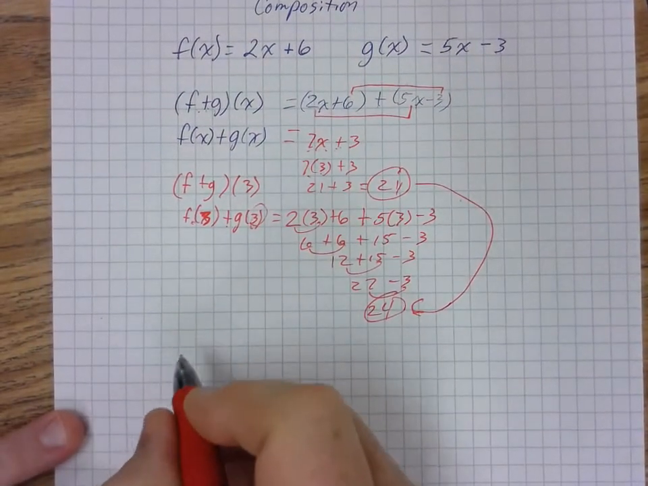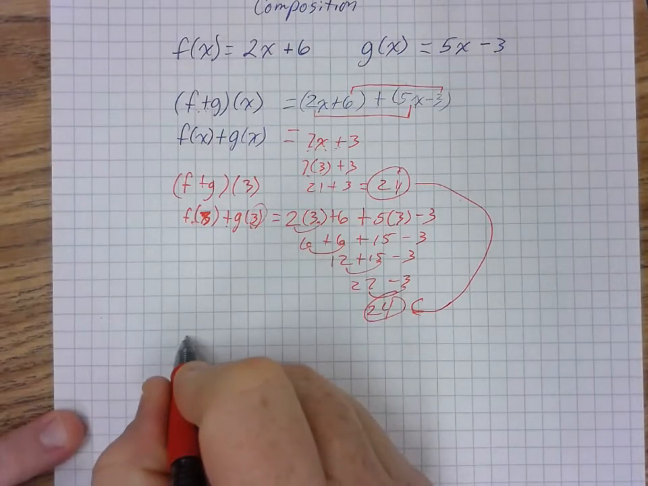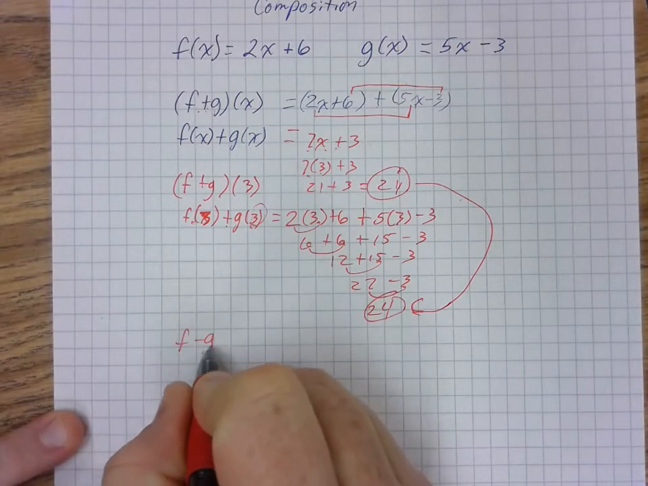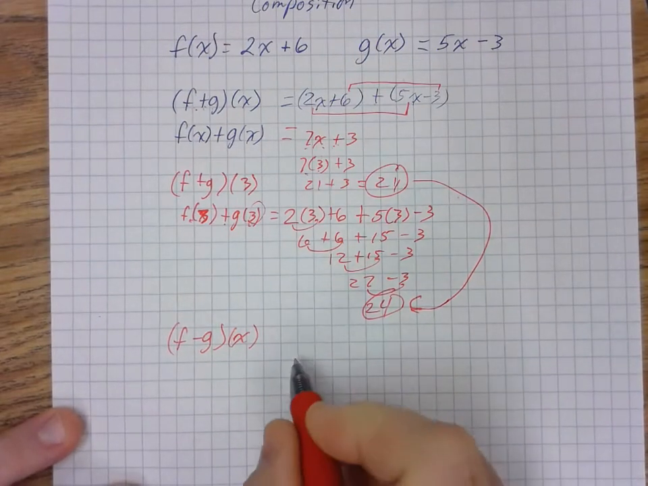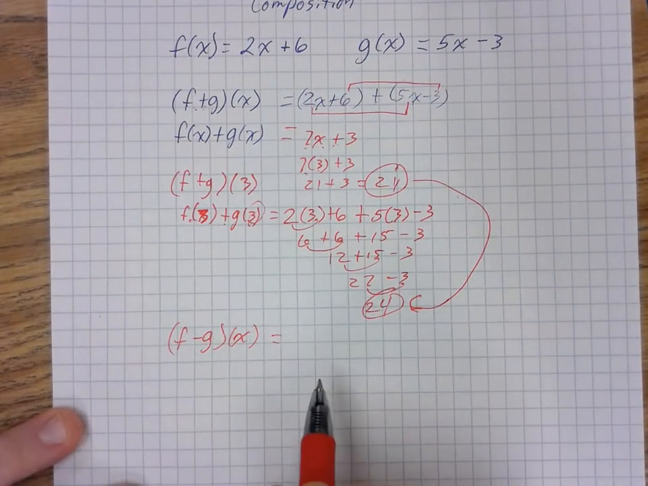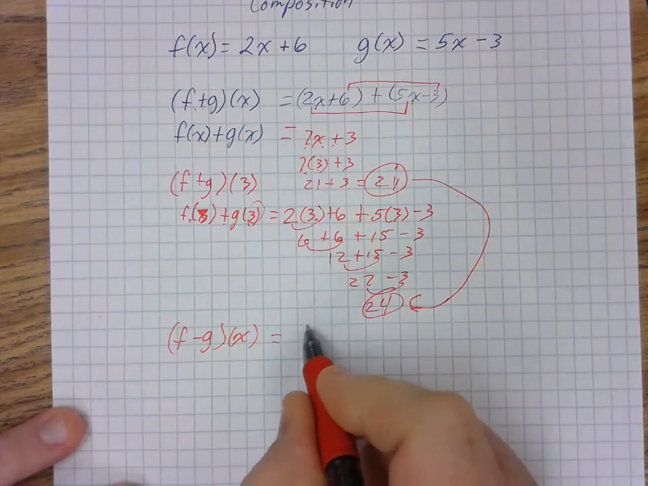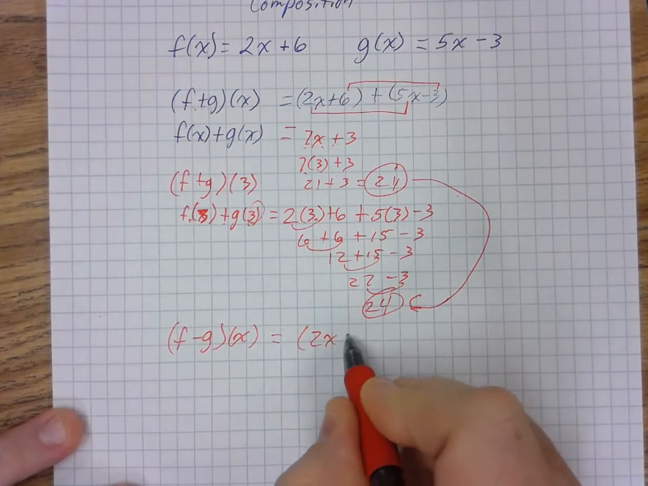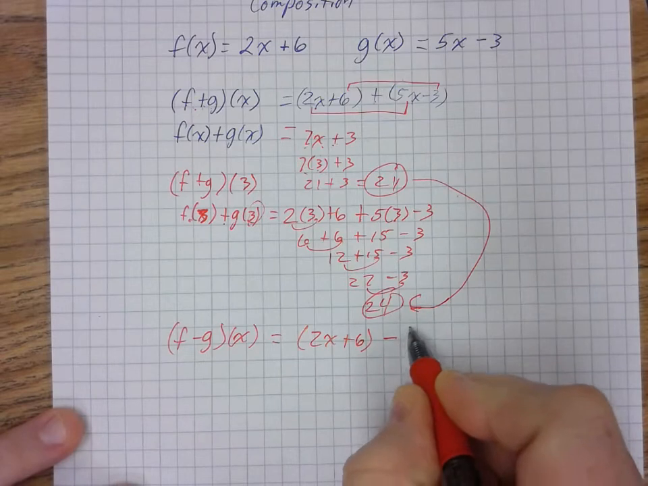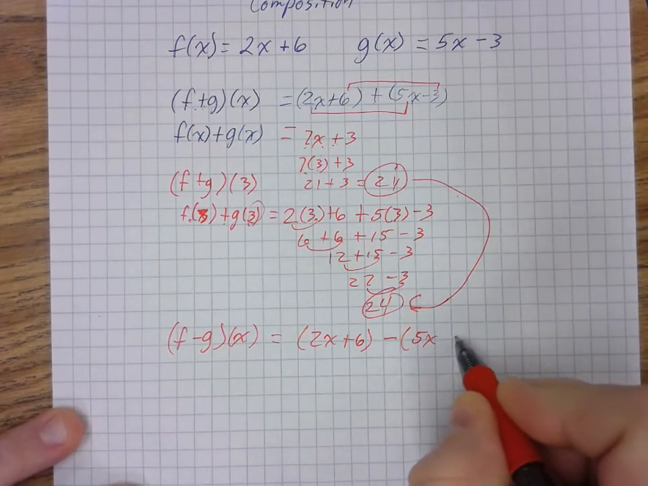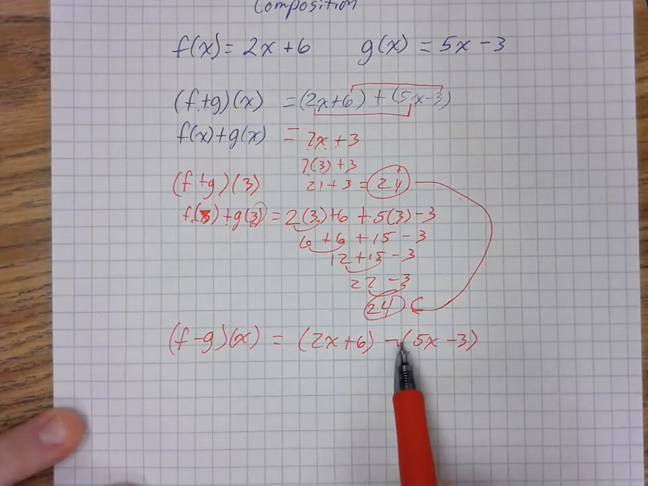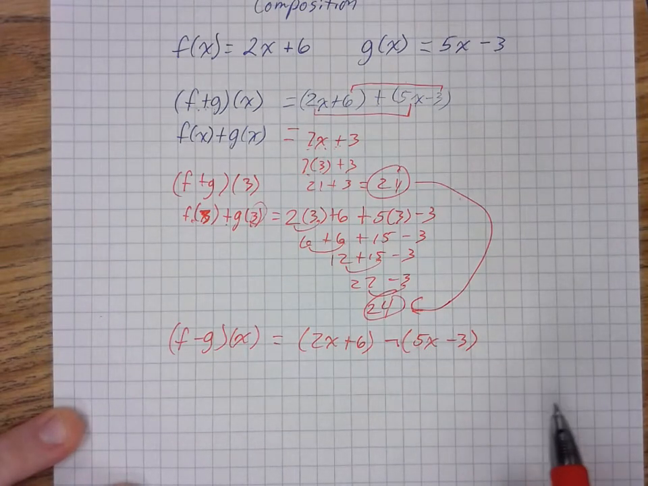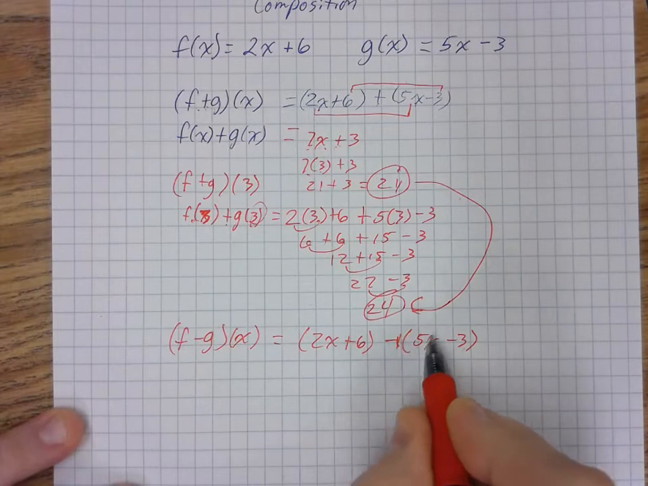Let's do this again, but let's do it with subtraction. So f minus g, let's do it with x, so we'll get a brand new function. And now you can see why we'll put these in parentheses. So we're going to have 2x plus 6 minus 5x minus 3. So this minus on the outside, which is really a -1, is going to change the signs of everything inside here. So you want to distribute that -1 first.